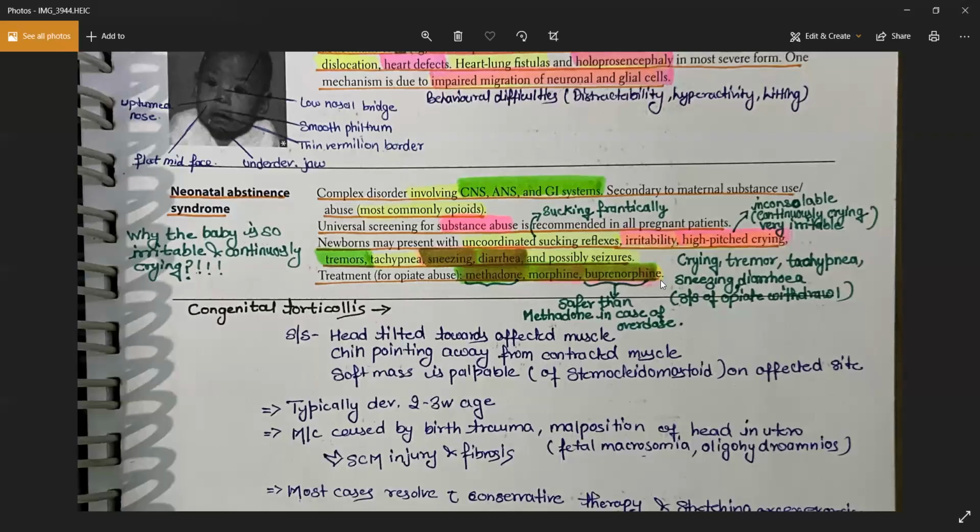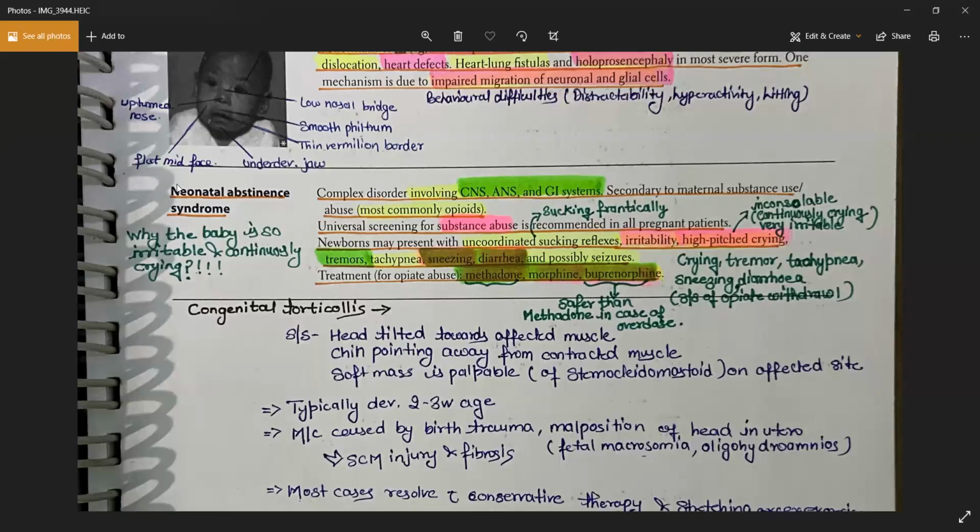Antagonist, right? Partial agonist, exactly. It is a partial agonist. I was testing you. Morphine is a full agonist, methadone again a full and longer-acting agonist. So these kinds of therapy will be given to the baby.